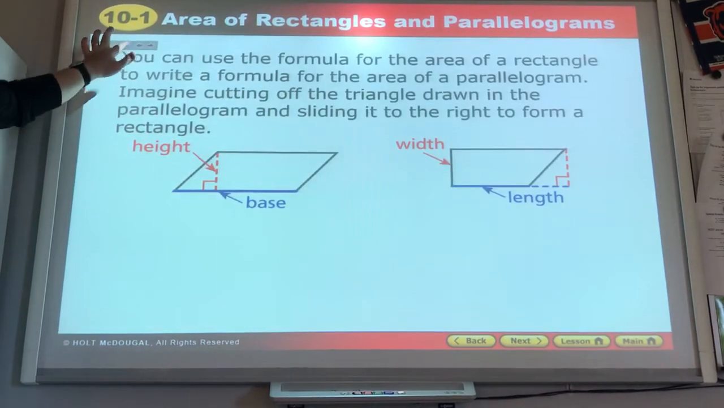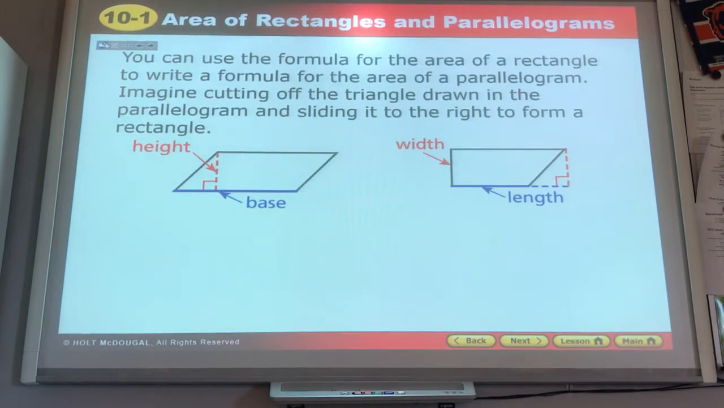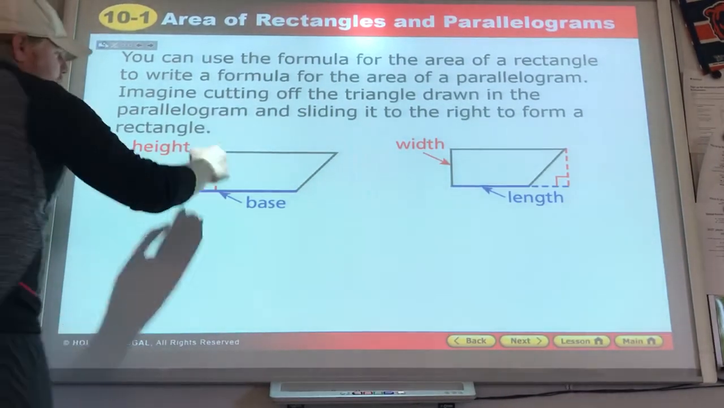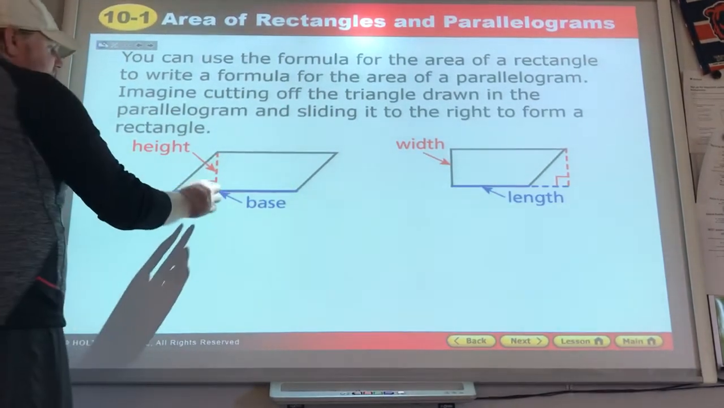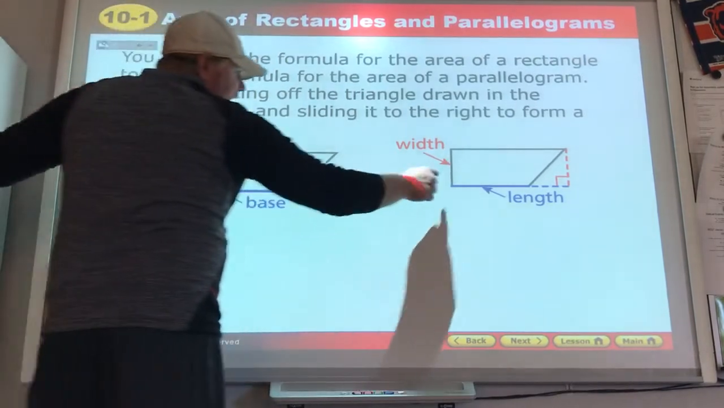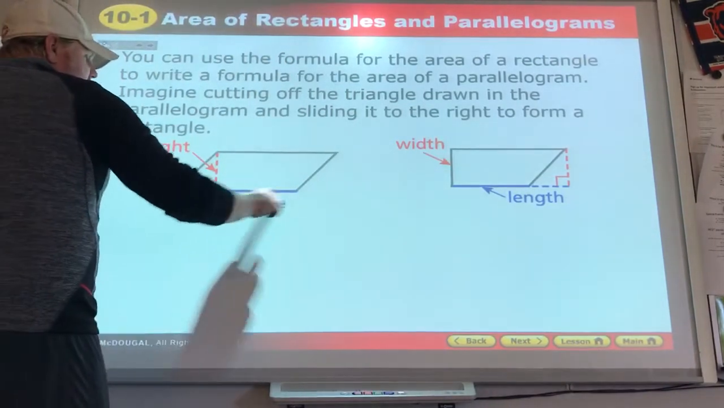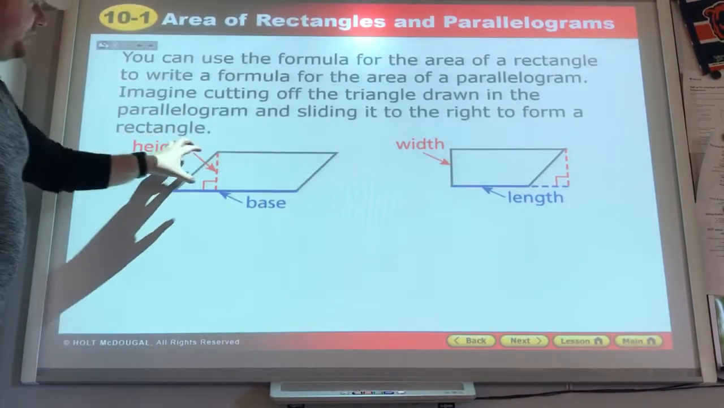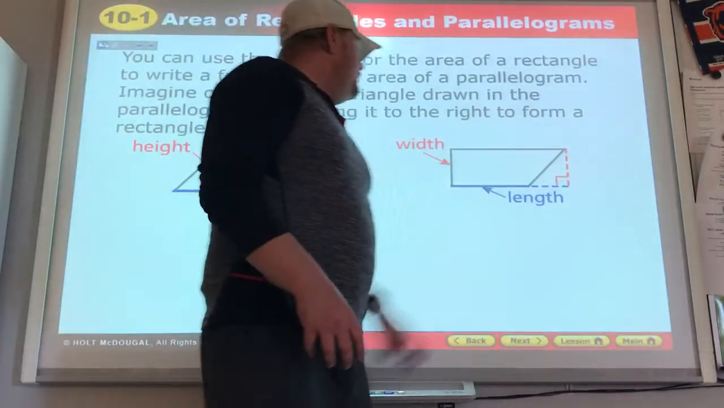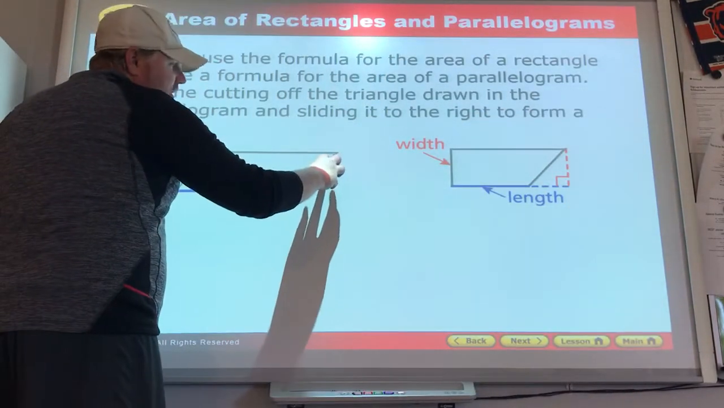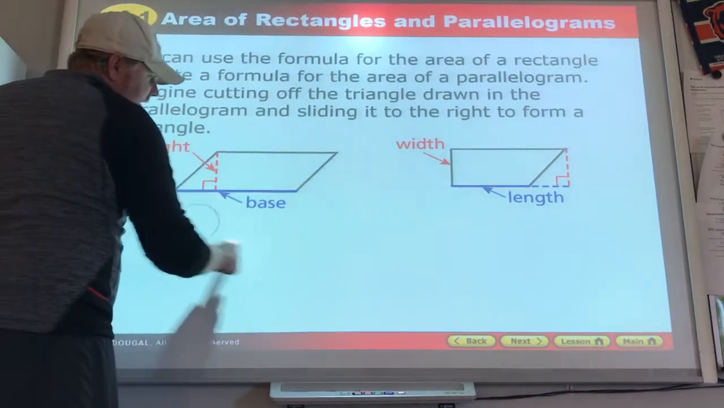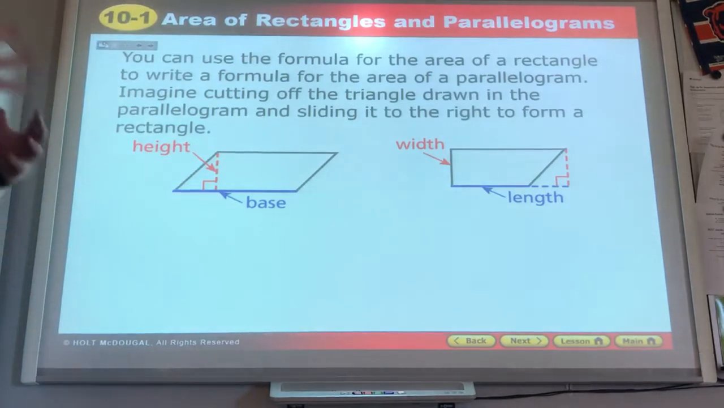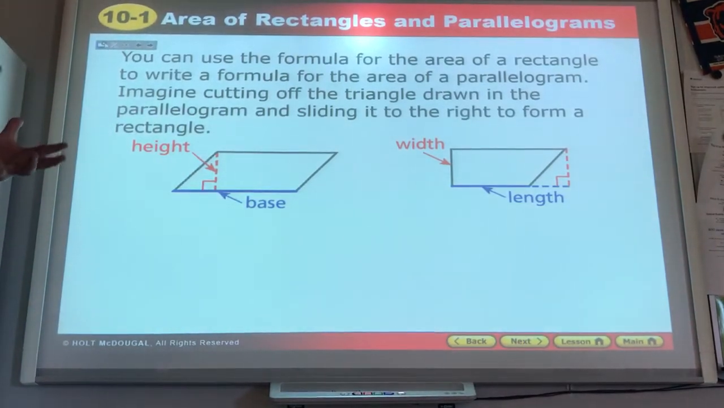Now, you can use the formula for area of the rectangle to write a formula for the area of a parallelogram. This is a parallelogram, 2 parallel sides, all right? The important stuff for us is the height. The height is the width, if you notice, and the base. Because if we take this triangle and put it over here, on this side of it, do you see how it makes a rectangle? What they've literally done over there is taken this and moved it here. Made a square, excuse me, a rectangle, my apologies.